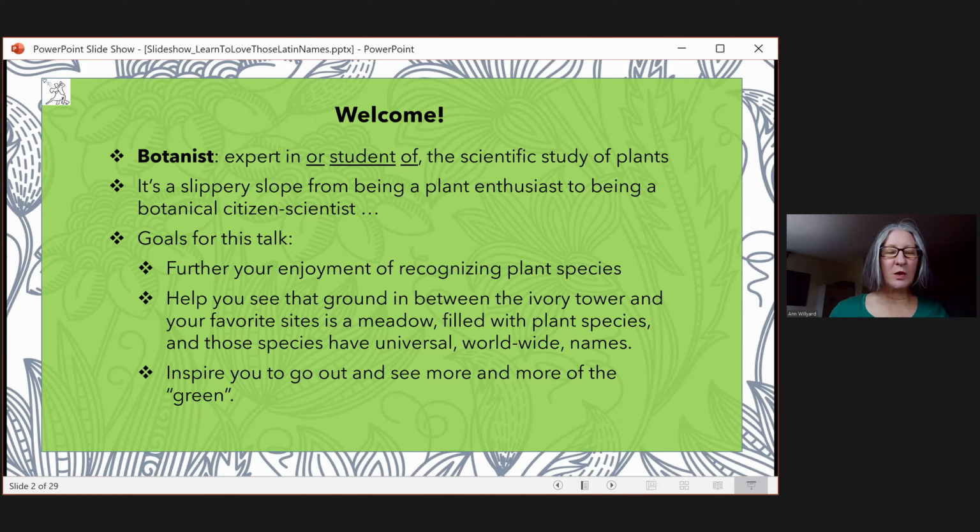And I'm going to tell you what may seem an oxymoron. I know I've had friends tell me this, but I really passionately believe that learning how to understand the scientific names is going to further your enjoyment. So it'll make you more skilled, but it'll also just help you enjoy the recognition of plant species.